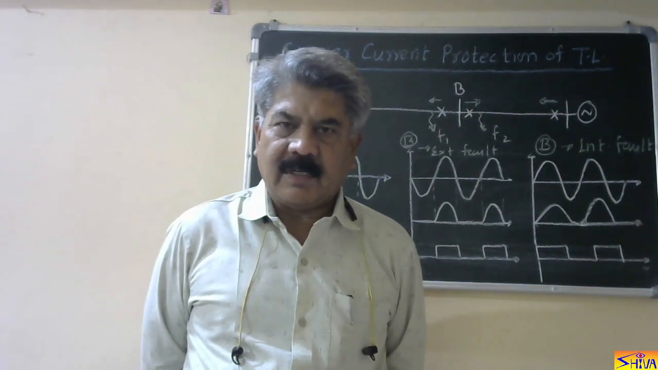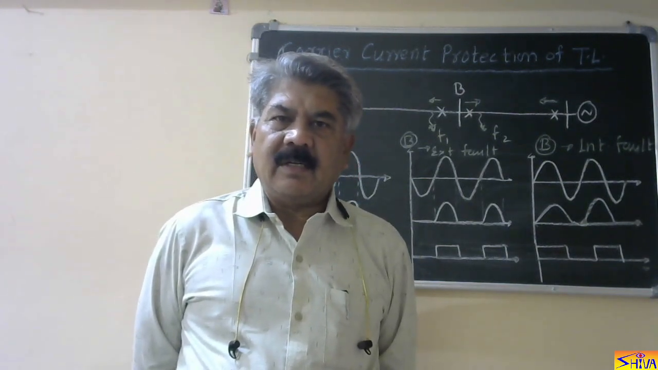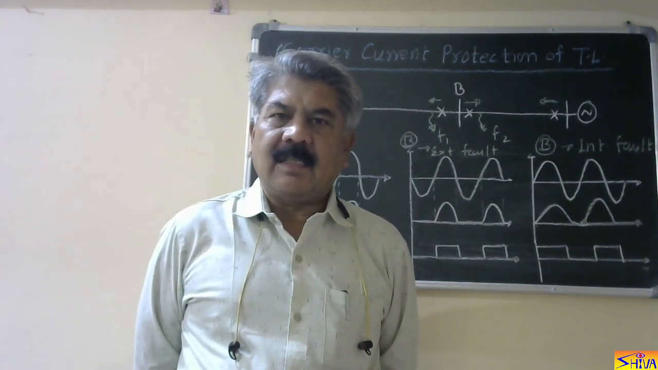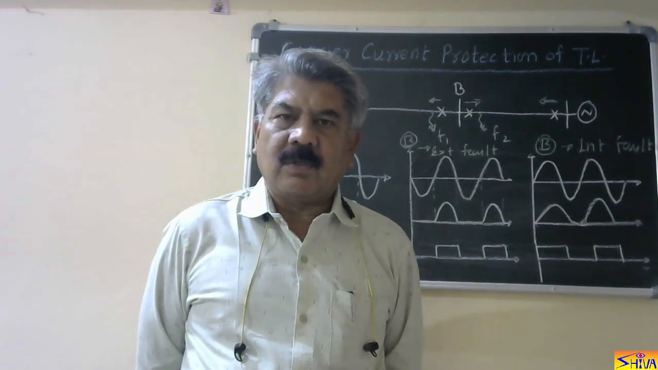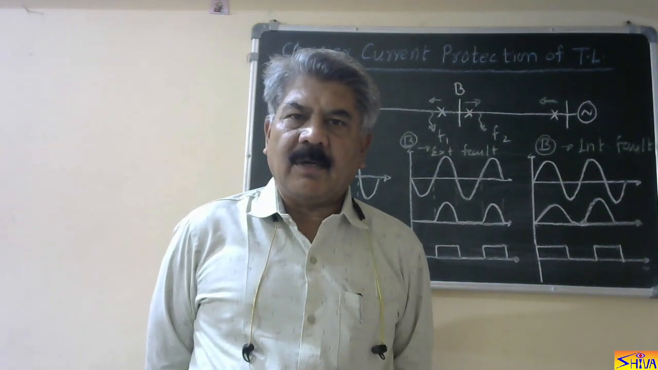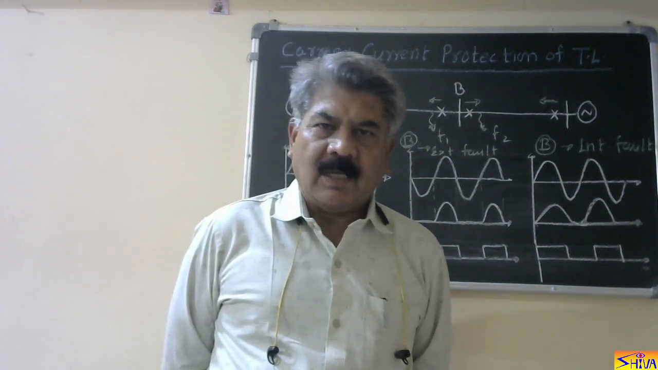I will repeat the definition. In carrier current protection, signals of very high frequency called carrier signals, in the range of 30 kHz to 700 kHz, are transmitted from one end to the other end in order to cause simultaneous tripping of circuit breakers at both the ends.